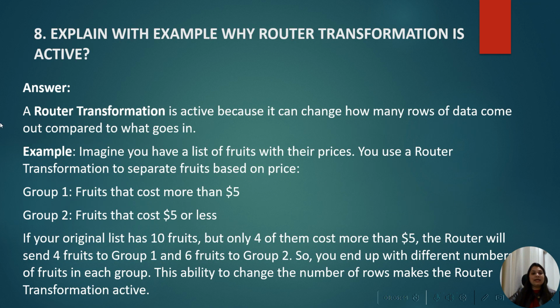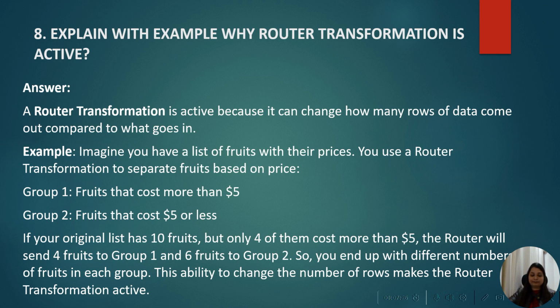So next question is, explain with an example why router transformation is an active transformation. This is also a very common interview question. So the answer is, router transformation is active because it changes how many rows of data come out compared to what goes in. For example, imagine you have a list of fruits with their prices. You can use the router transformation to separate the fruits based on the price. For example, there is group 1 and group 2. The cost of group 1 is more than $5 and the cost of group 2 is less than $5.